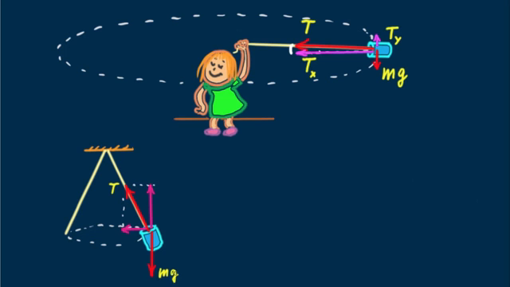I want to leave you with a question. If Nellie shortened her string to half its length, but kept the same speed v for the whirling can, how would the tension in the string be affected?